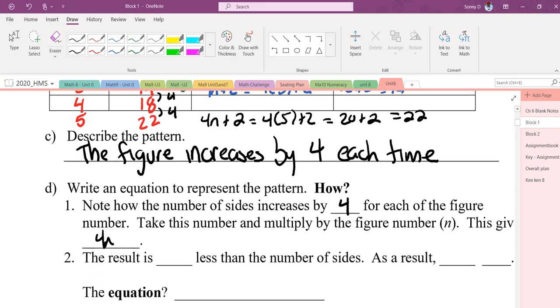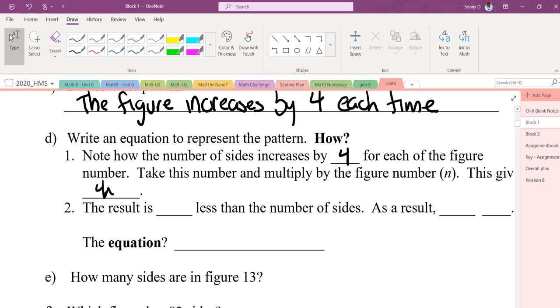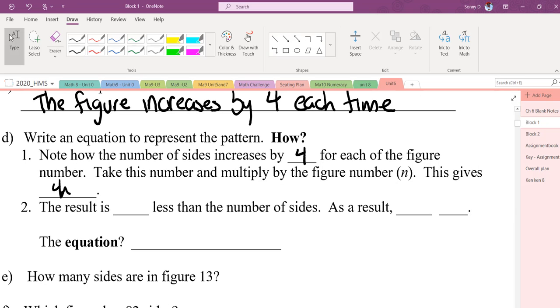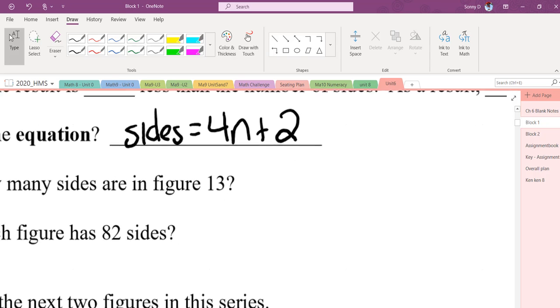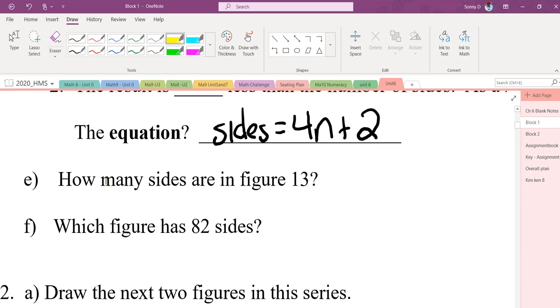All right, so now, do we need to fill in these blanks? You guys understand that? All right. So the equation we came up with was sides is equal to 4n plus 2. Once we have a formula, we can use and apply that formula. So if we asked how many sides does figure 13 have, we use this formula. Sides is equal to 4n plus 2.